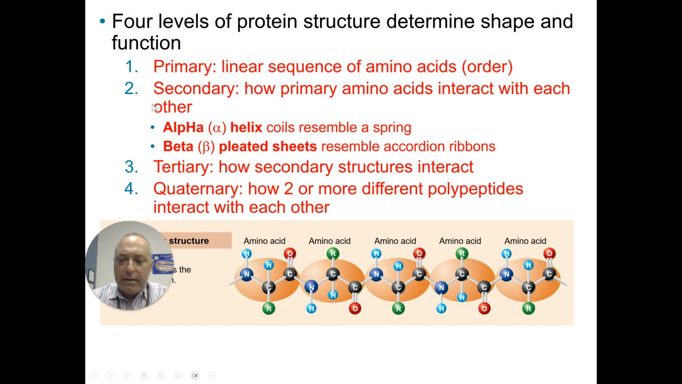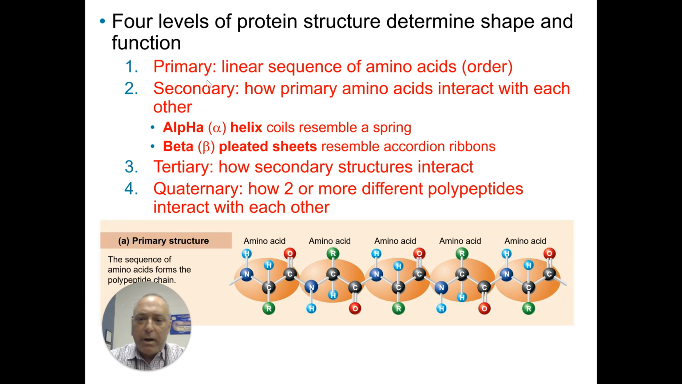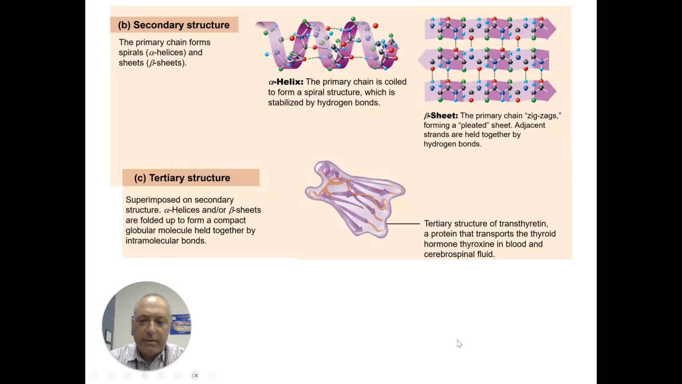Now, these polypeptides can form linear sequences. That's a polypeptide. Secondary structures form when they interact with each other, so you've got alpha helices and beta pleated sheets. You've got tertiary structure, and this is secondary structures interacting. And then quaternary is how different subgroups of proteins interact with one another. So this is the primary structure showing the peptide bonds between these amino acids. Secondary structure showing alpha helices within a polypeptide.